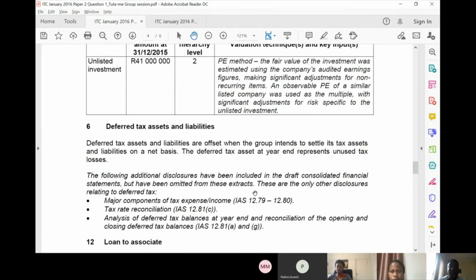Right, deferred tax, asset and liabilities. They've explained to us basically what are the disclosures that they're using for deferred tax. We need to now go into IAS 12 and see if there's any disclosures that might be applicable to this specific company that they've included.